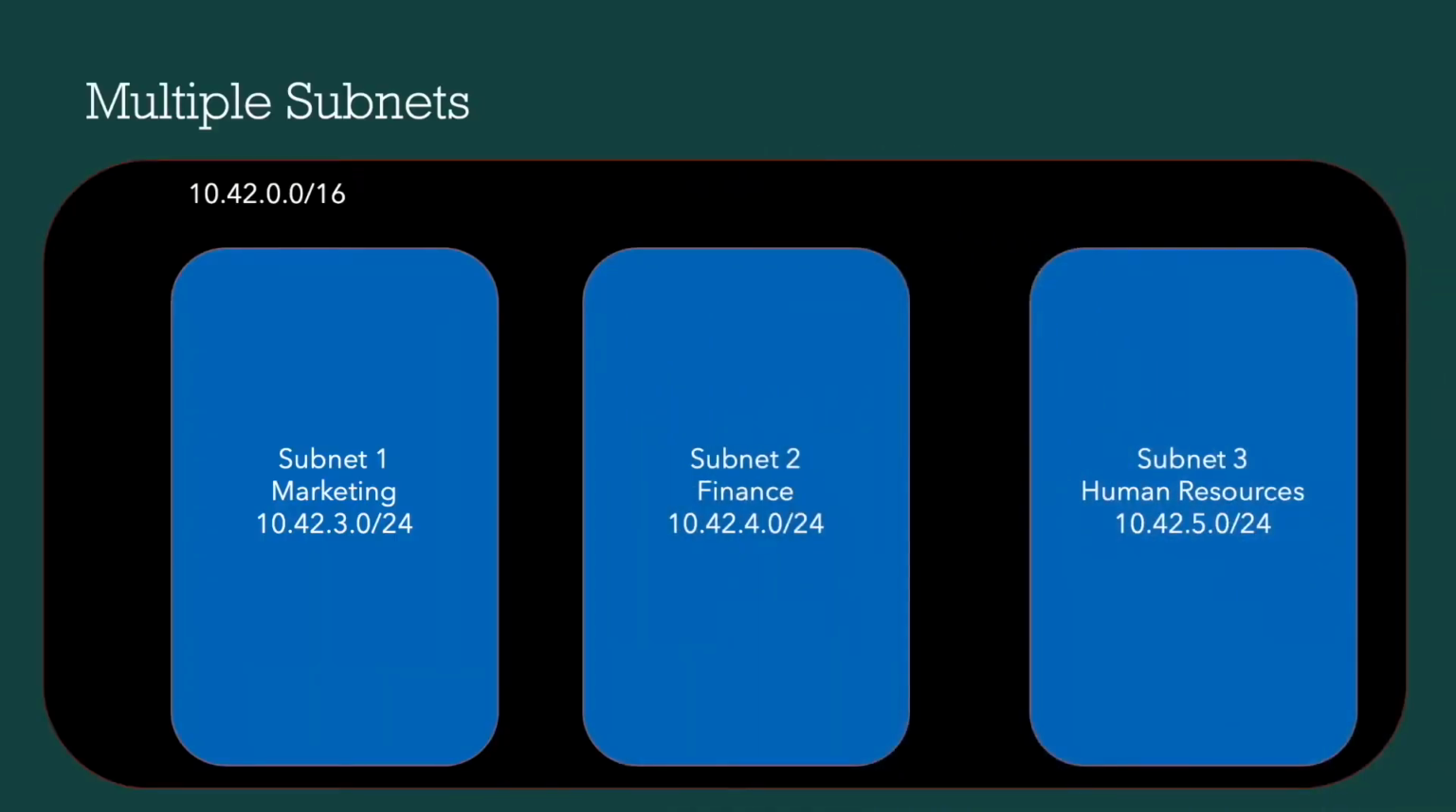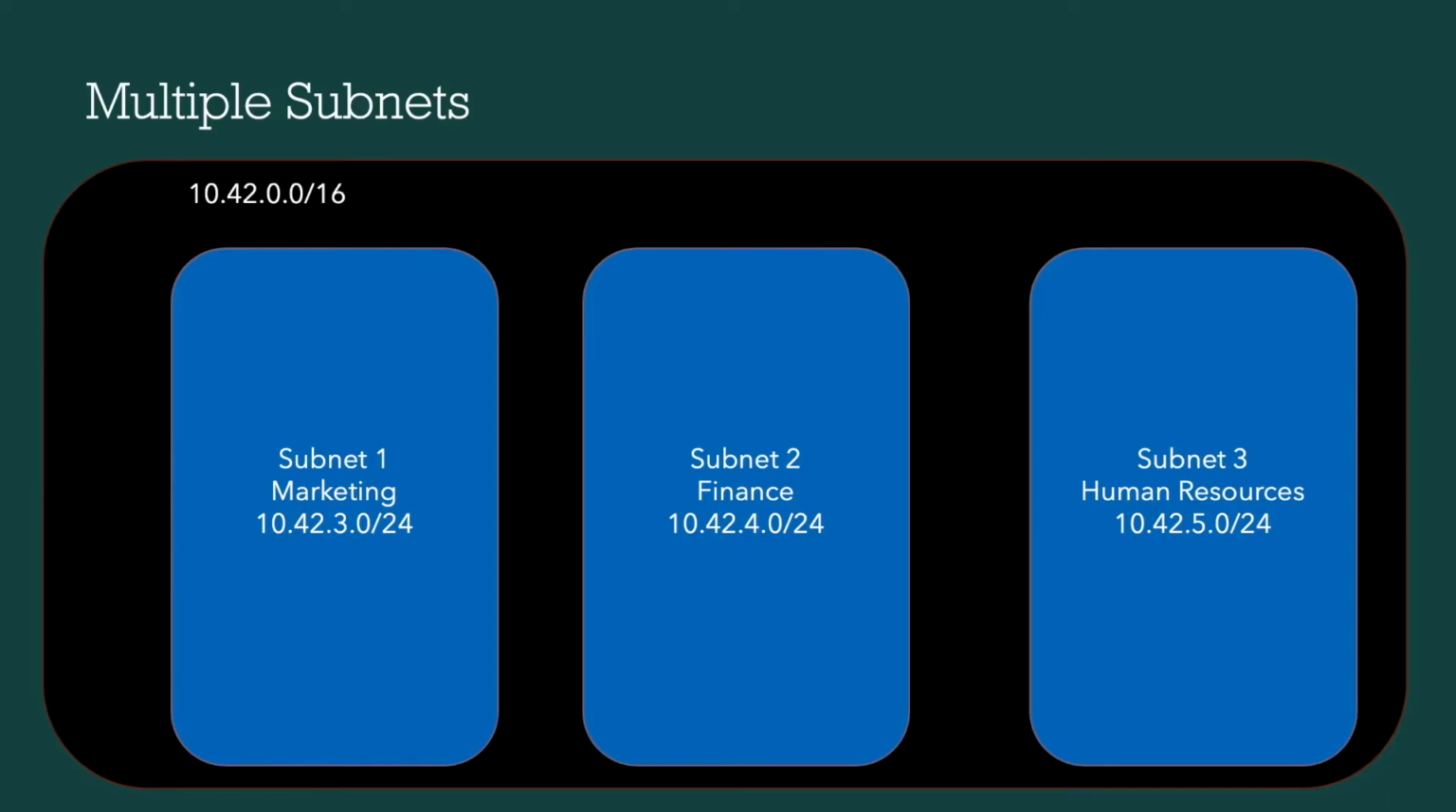For instance, you can have a virtual network with an address space of 10.42.0.0/16. And then within that virtual network, you can have different subnets. So on the screen, what we have now is 3 subnets. The first subnet is for marketing, which has a subnet address of 10.42.3.0/24. And we have subnet 2, which is finance, which is 10.42.4.0. Then we have subnet 3, which is human resources, which is 10.42.5.0/24, which is basically saying how many IP addresses you have.